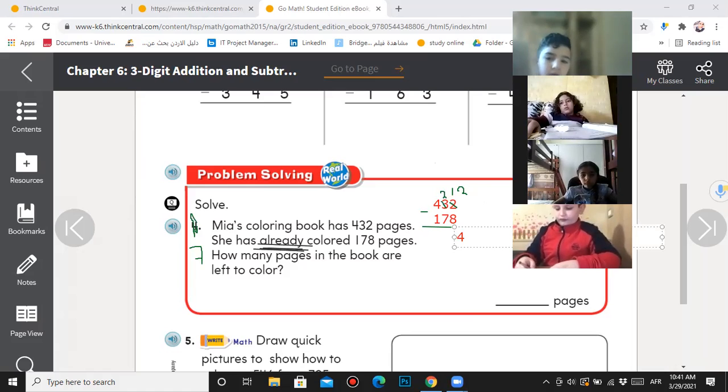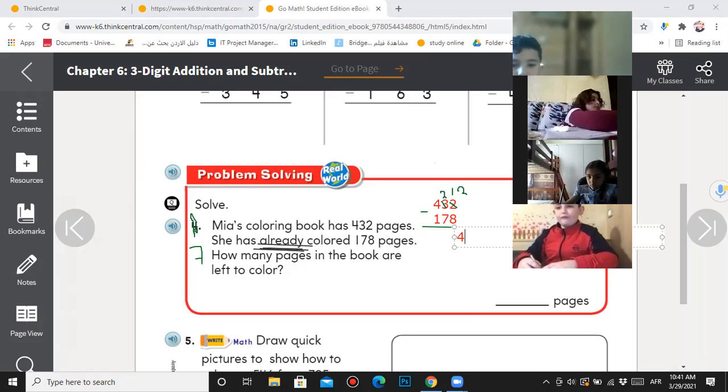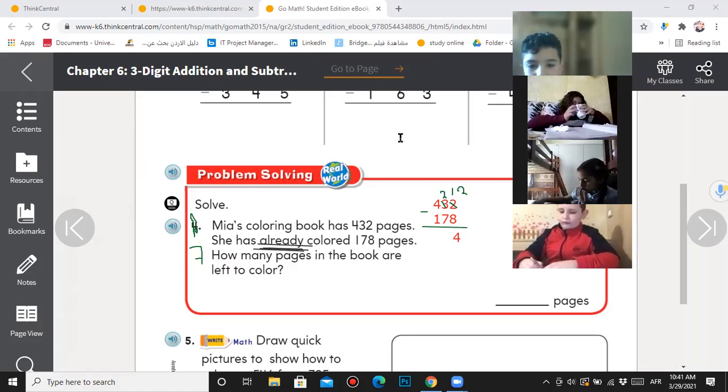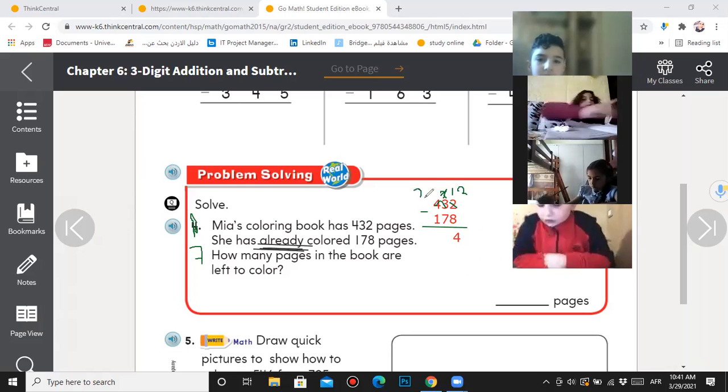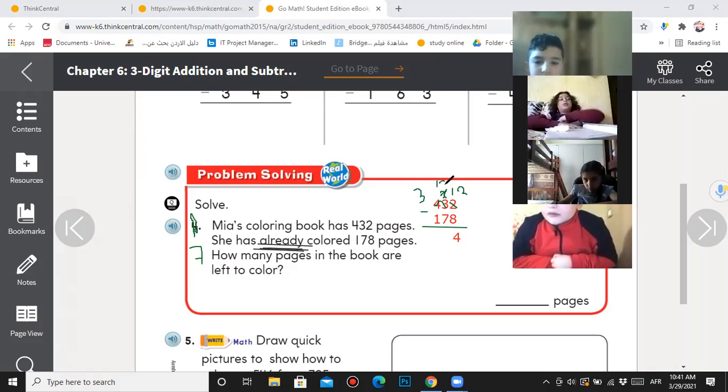2 minus 6, it will not work. We will take from the 4. The 4 will become 3, and the 2 will become 12. Left means minus. 12 minus 7.